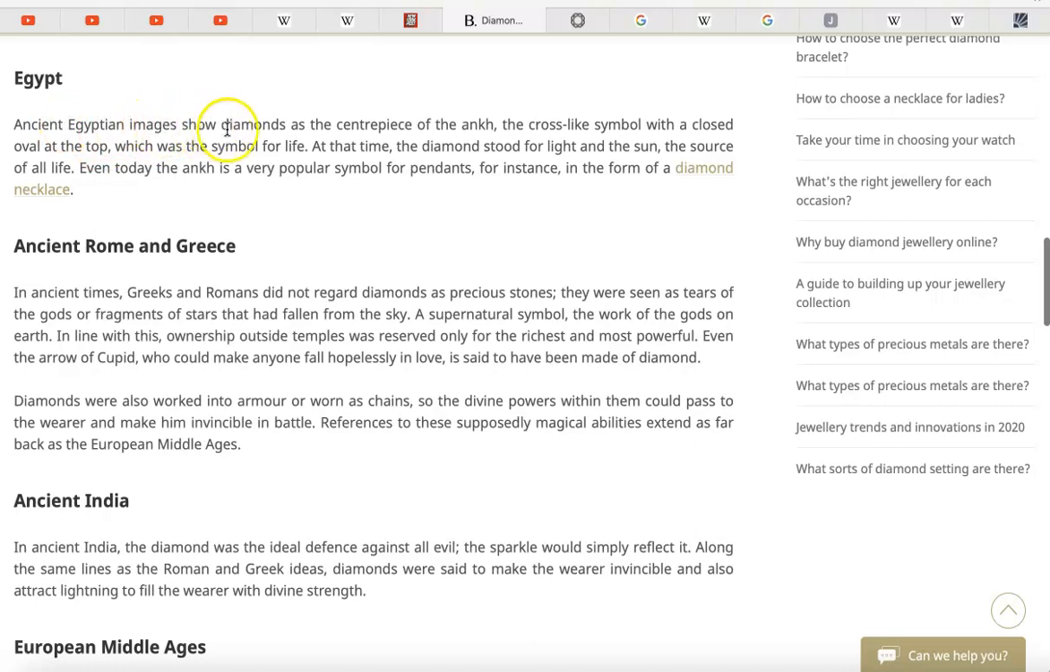Anyway, Egypt. Ancient Egyptian images show diamonds as the centerpiece of the Ankh, the cross-like symbol with a closed oval at the top, which was the symbol for life. At that time, the diamond stood for light and the sun. I hope you all are listening. Pay attention. The sun, the source of all life. Even today, an ankh is a very popular symbol for pendants, for instance, in the form of a diamond necklace.